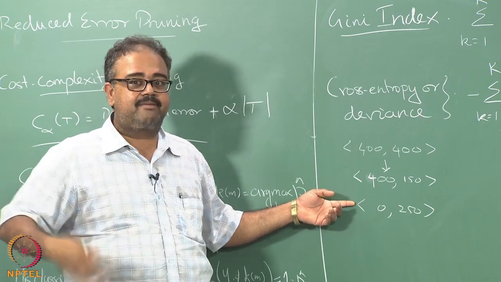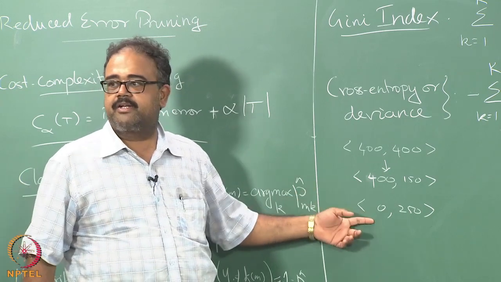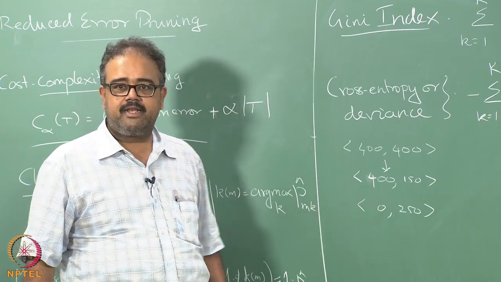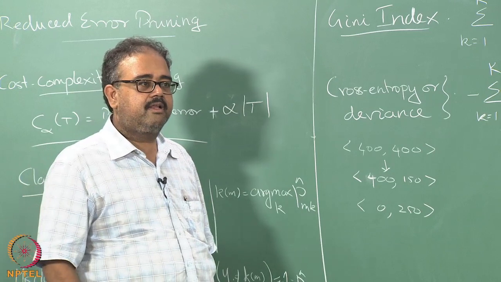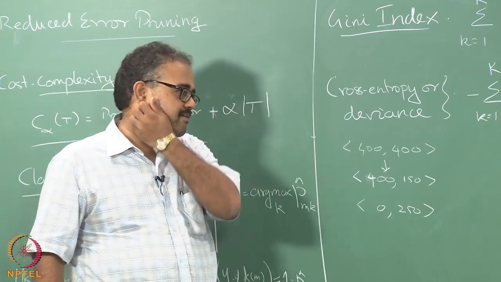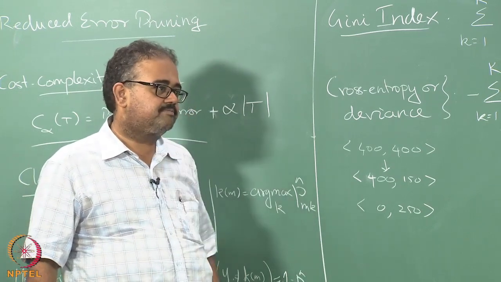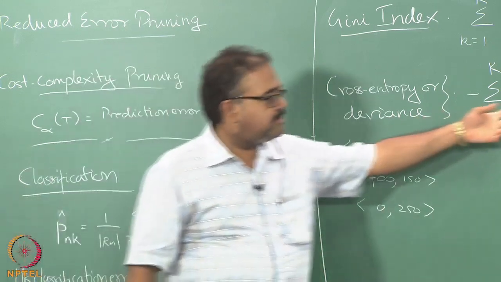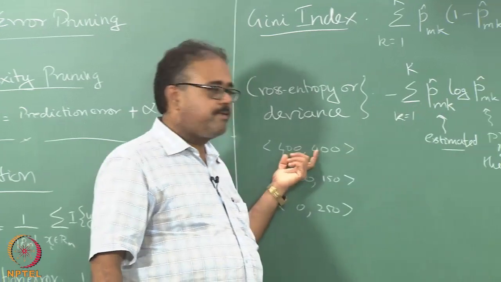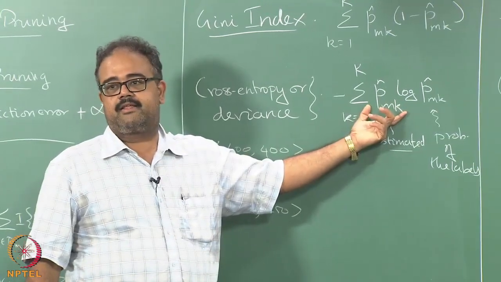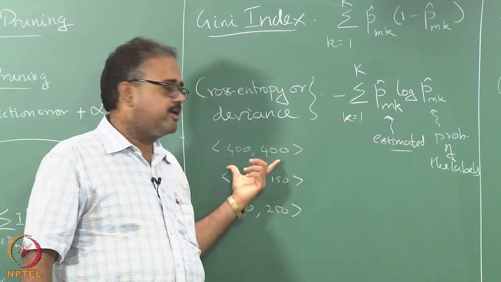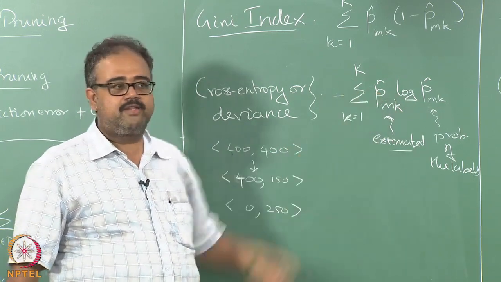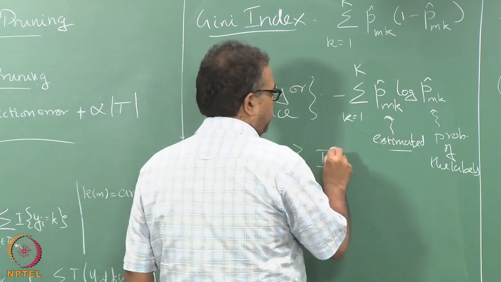So I have gained some information by doing the split, right. So how much information have I gained? So the original entropy minus this quantity gives me the amount of information I have gained, right. So sometimes this is also known as the information gain criteria because of that, right.